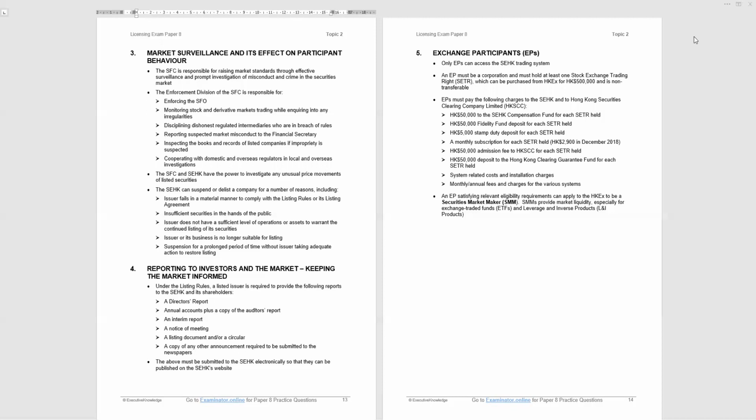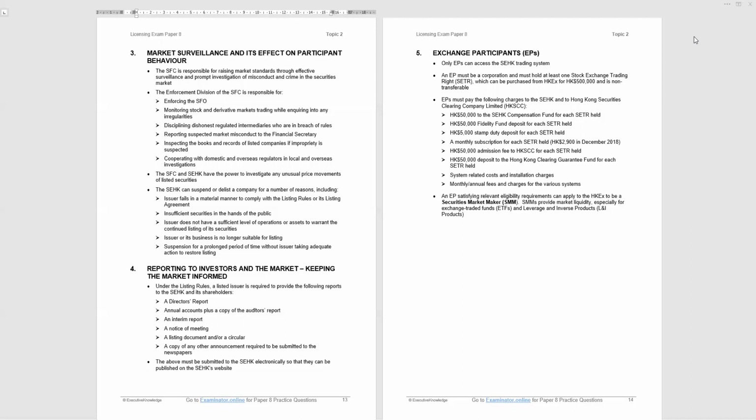And the final section under topic 2, we look at exchange participants. Now, if you're a broker and you wish to trade directly with the stock exchange trading system or Orion trading platform, you must become an exchange participant. Once you're an exchange participant, you must apply and then hold at least one stock exchange trading right. So first of all, you become the exchange participant, then you apply and hold a trading right. You are then in a position to trade with the exchange.